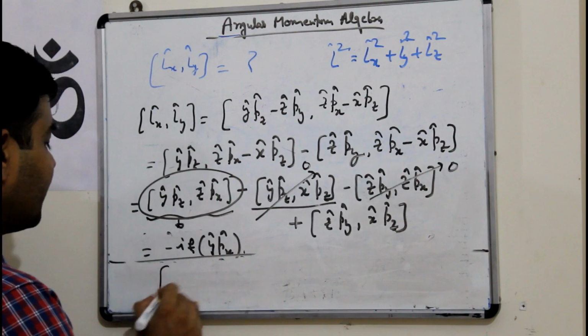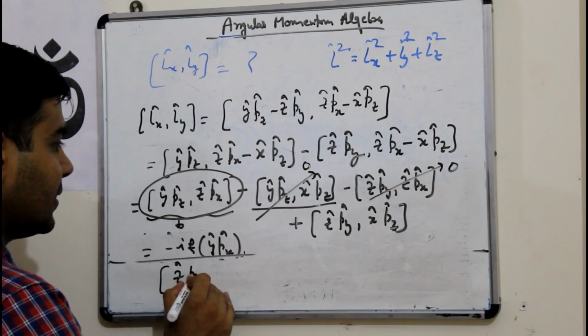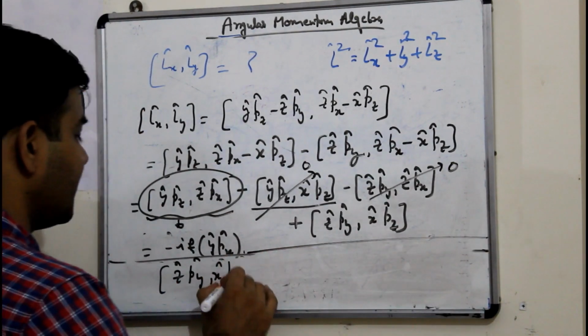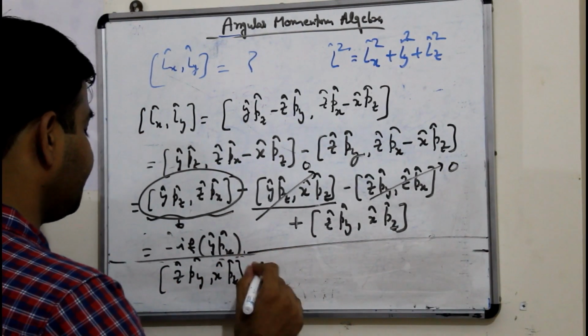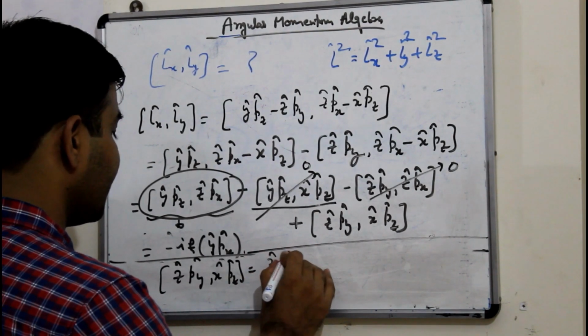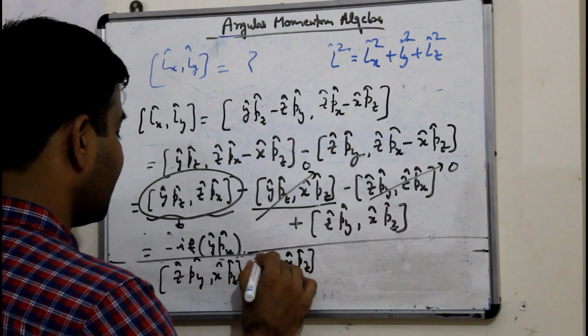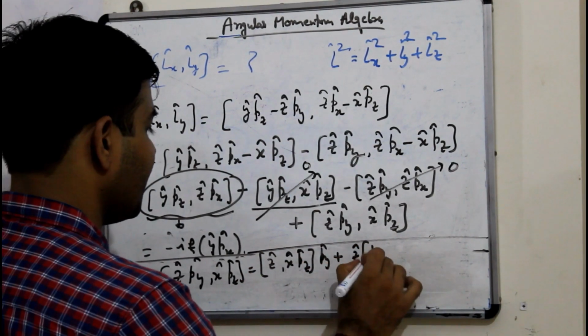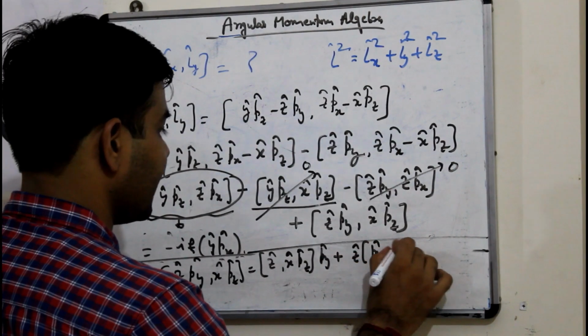So let's find out this last commutator of this expression, which is [z hat py hat, x hat pz hat] is equal to z hat [x hat pz hat] py hat plus z hat [py hat, x hat pz hat].